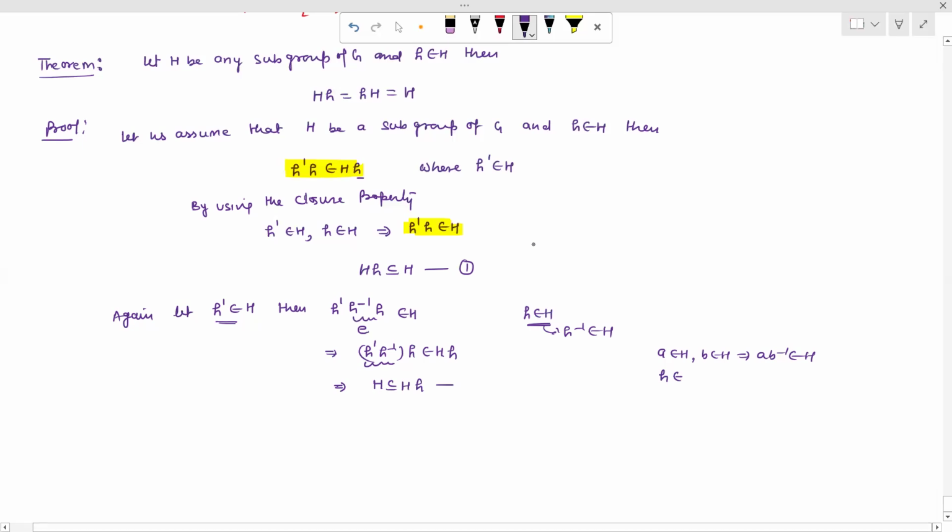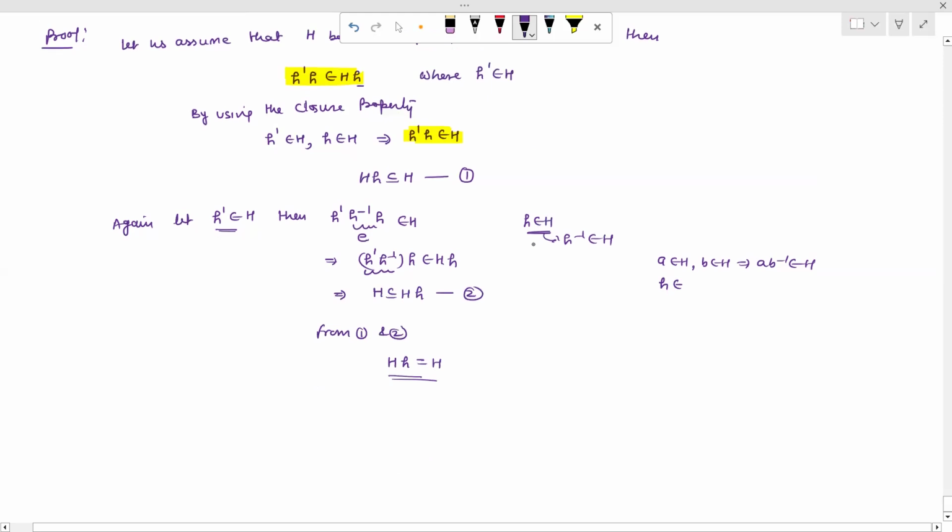So this is our equation number two. So from one and two, we can write down HH is equal to H. But HH is a subset of H, and here H is a subset of HH. So HH equals H. So this we have proved for the right coset.